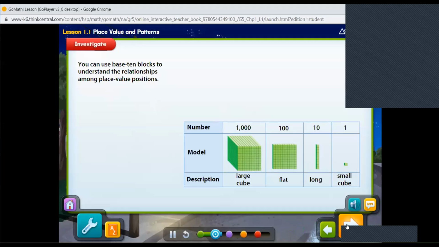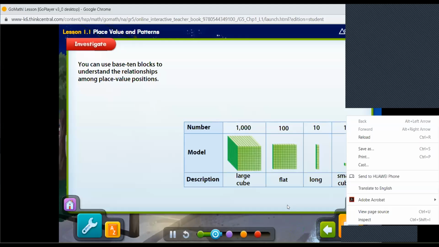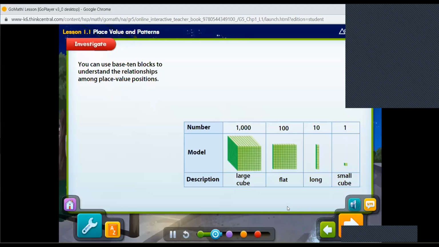You can use base 10 blocks to understand the relationships among place value positions. Again, girls. Use a large cube. I told you it's a large cube. It's called a flat. The tens is called the long and the ones are called the small cube. Now, again, the first one, ones, a small cube, long, flat, and thousands is large.